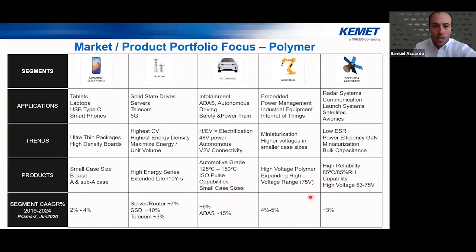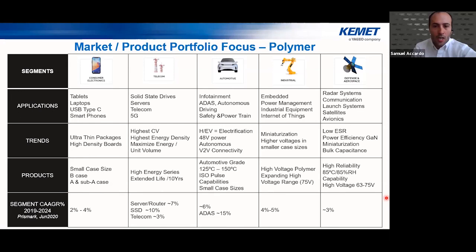For industrial, we're looking for higher voltage ranges, and that's where we're pushing the higher voltages up to 75 volts. And then for aerospace and defense, we actually do have 75 and I believe 100 volt parts in our polymer hermetic sealed part. But for the typical surface mountable packages, those higher voltages aren't available just yet.